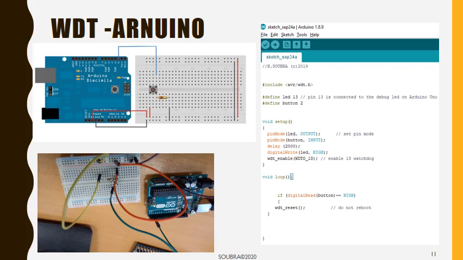So if the LED is not turning off, this means that the button is pushed, right? And I'm resetting the watchdog. I'm kicking the dog, hence the system is not being reset.